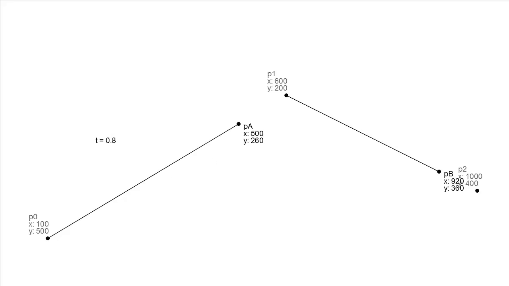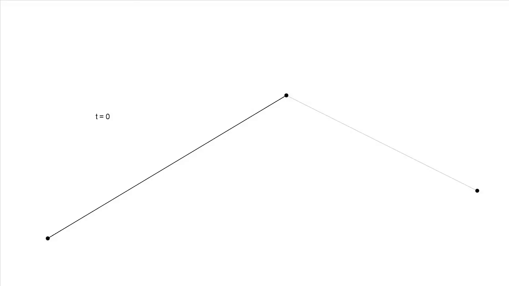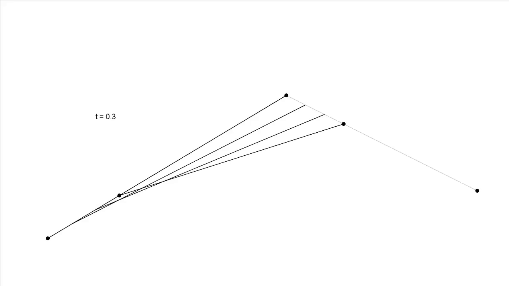So this has drawn 2 lines. But now, instead of rendering the lines that each interpolated point is making as it moves, let's draw the line that goes between them. We do that for 0, 0.1, 0.2, 0.3, and so on up to 1.